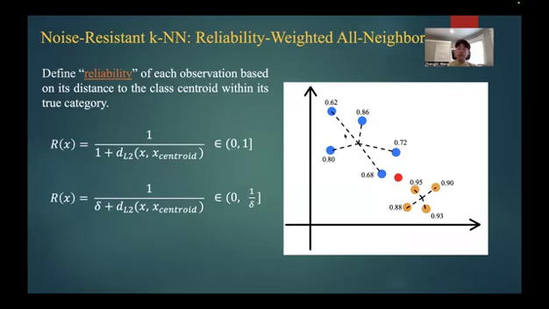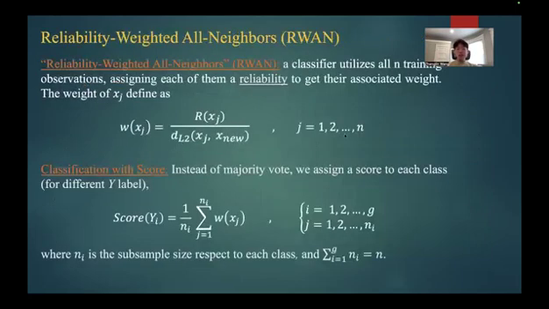For the visualization, you will find that if a point is close to its associated centroid, the reliability of that point is high. If the point is far from that centroid, the reliability is low. Then we can define RWAN. It's a classifier that utilizes all training points and assigns each of them a reliability to get their associated weight. The weight formula is the reliability over the Euclidean distance between that point and the new current point, which is the point we want to classify.